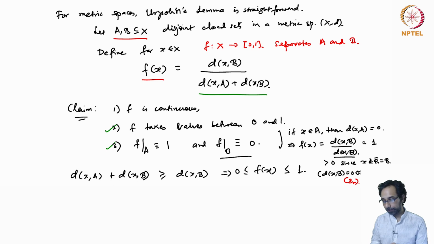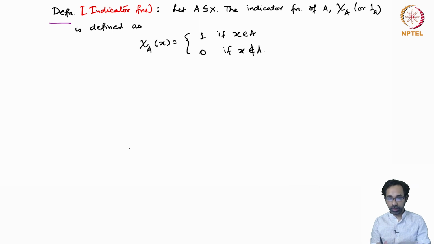What is required is to give a proof for Urysohn's lemma for general normal spaces, and this is where the novelty lies. So let's try to see the statement and proof of Urysohn's lemma for general normal spaces. So for the proof, we need the concept of what are called indicator functions. So what is an indicator function?